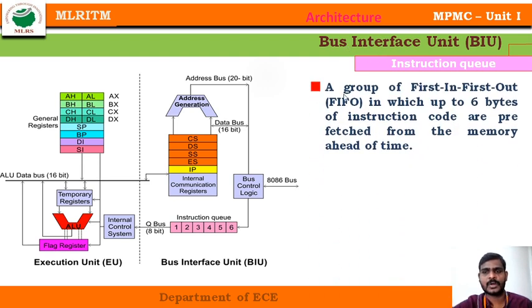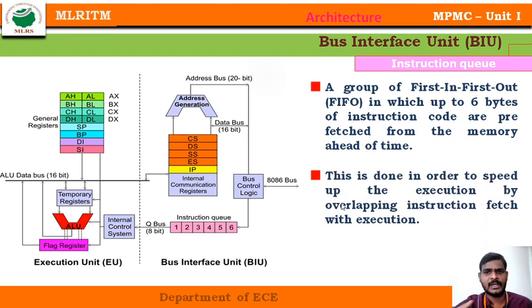It is a first in first out group in which 6 bytes of instruction code are prefetched from the memory, which means when the execution unit wants to execute, the bus interface unit fetches some 6 bytes of information readily available for the execution unit. This is done in order to speed up the execution by overlapping the instruction fetch with execution. This mechanism of fetching to speed up your processing is called the pipelining concept.